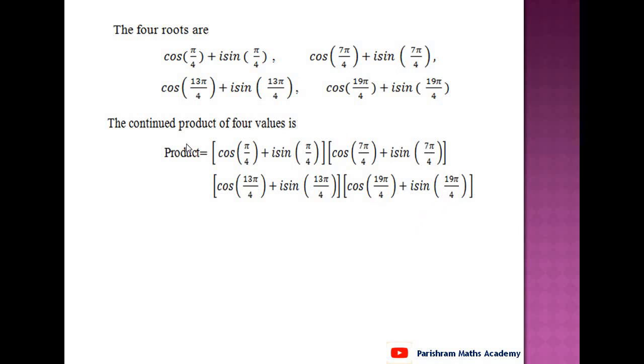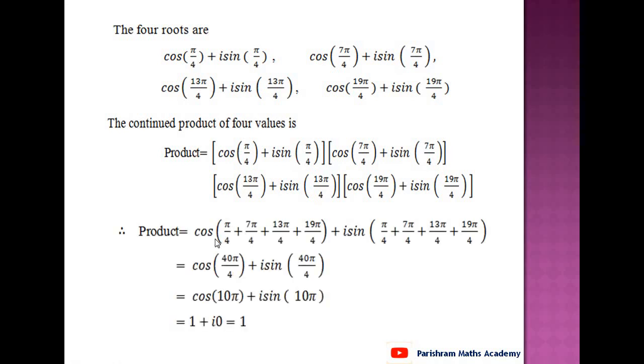And therefore the product of the right hand side is nothing but cos of (pi by 4 plus 7 pi by 4 plus 13 pi by 4 plus 19 pi by 4) plus I times sin of the same term, pi by 4 plus 7 pi by 4 plus 13 pi by 4 plus 19 pi by 4. But the addition of this whole bracket term is nothing but 40 pi upon 4. Then we get here cos of 10 pi plus I times sin of 10 pi.